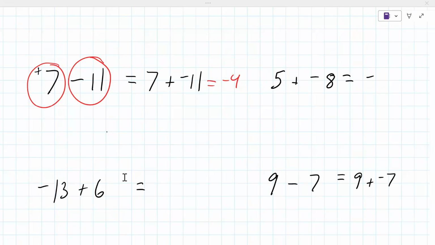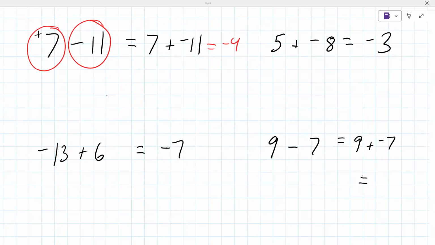Okay, is the bottom one for negative 13 plus 6? I got negative 7. Yes, negative 7. Good. For 5 plus negative 8, I got negative 3. Good. Keep going. For negative 9 plus negative 7, I subtracted it and I got 2. Okay, these are all correct.